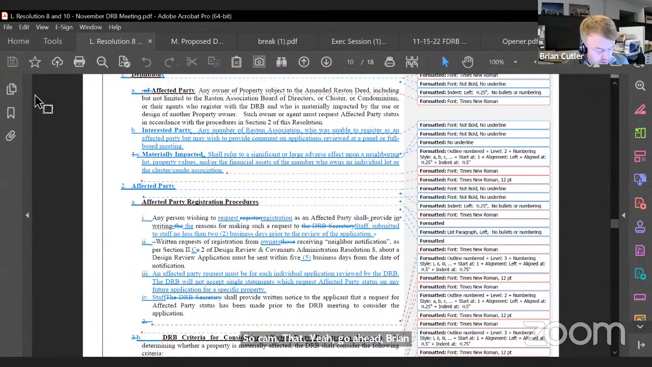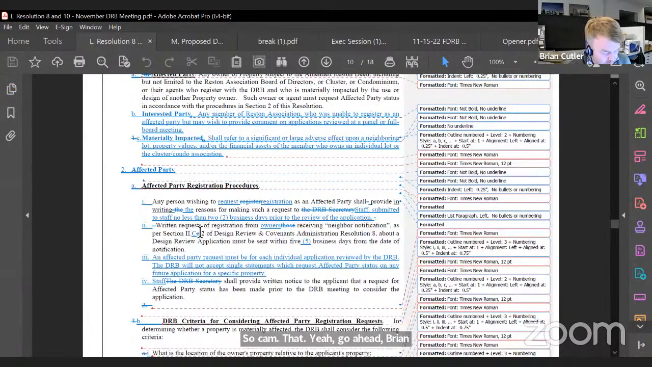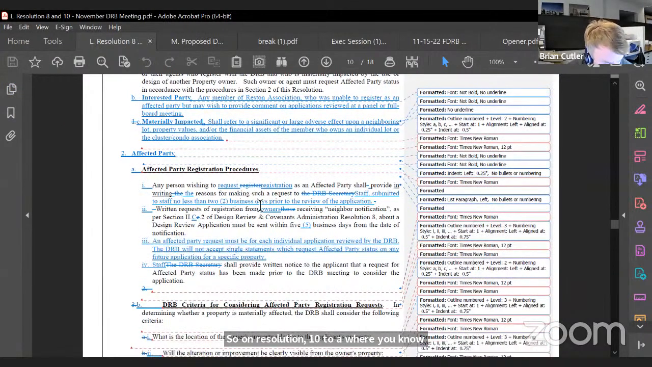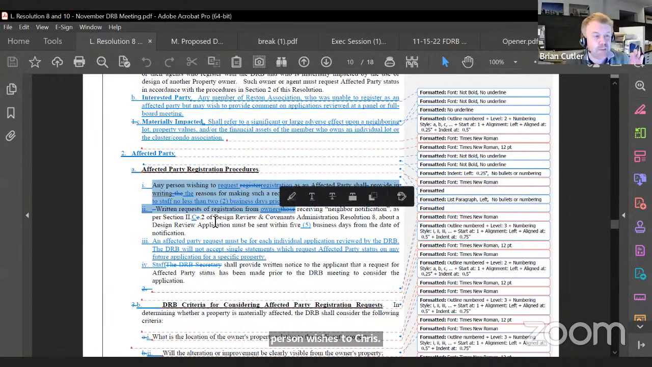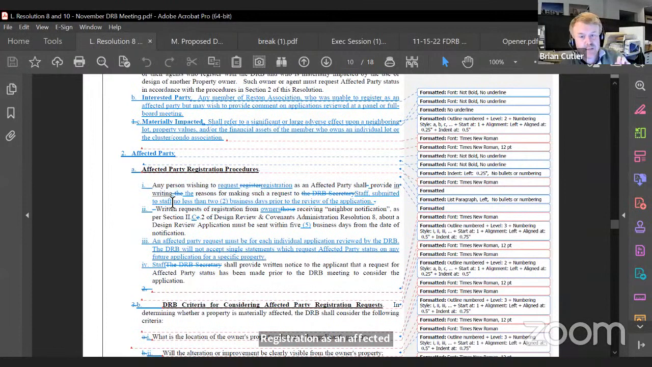On resolution 10 2A, where this says any person wishing to request registration as an affected party shall provide in writing, is the application going to be amended? Because you normally check that you want to be an affected party. Is it going to be amended so that the affected party knows they have to submit in writing now?